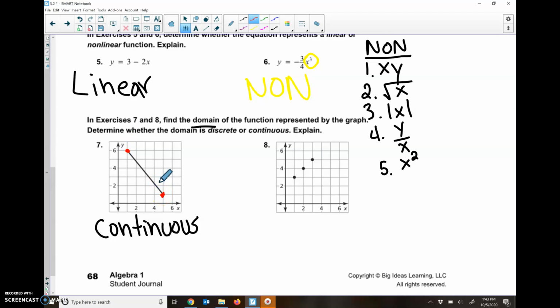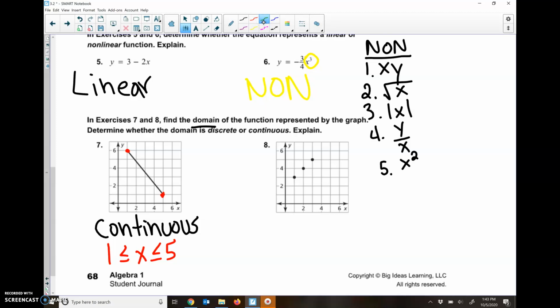The furthest left of the graph looks like it's going to be 1. Everything has to be greater than or equal to that. Remember, domain is represented by x. And it looks like it goes all the way to 5. And again, has to be less than or equal to that. It could be exactly 1. It could be exactly 5. We just write all the numbers in between.